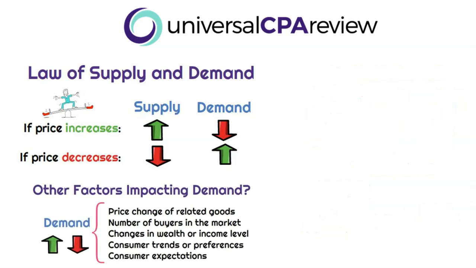Now, we'll quickly talk about other factors that impact demand that are not related specifically to the price of that product. So we have our visual here. The first item is price change of related goods. Related goods in the market could change in price, and that could impact the demand for the particular product that we're focused on.